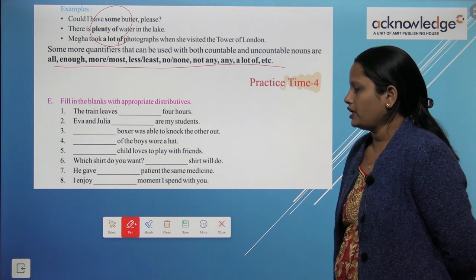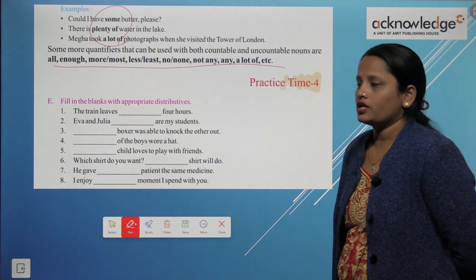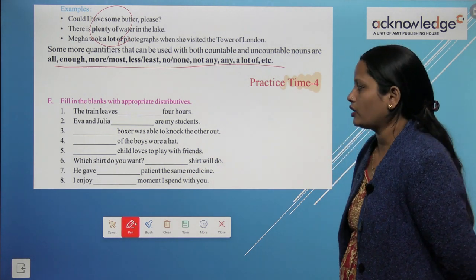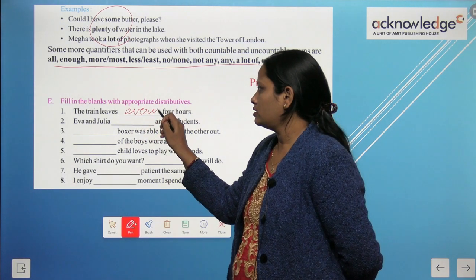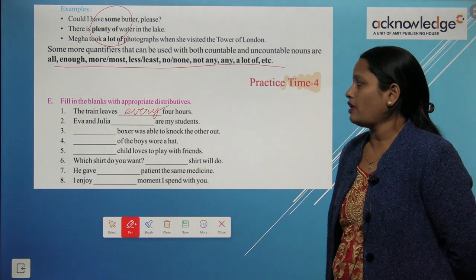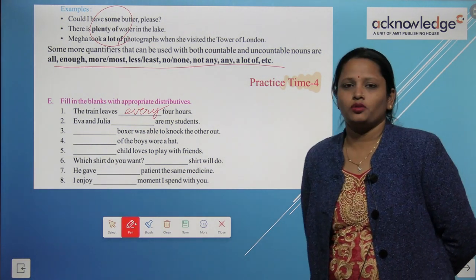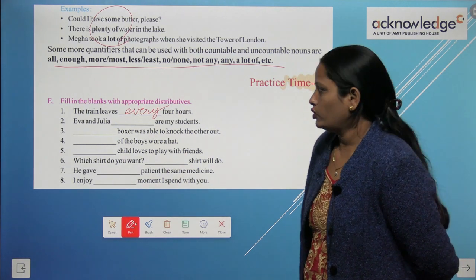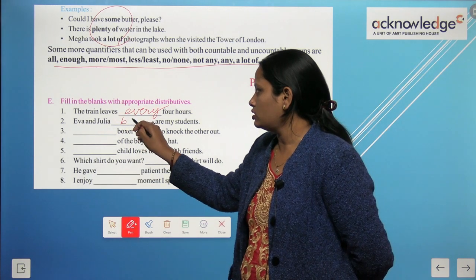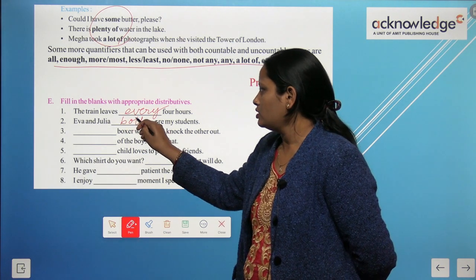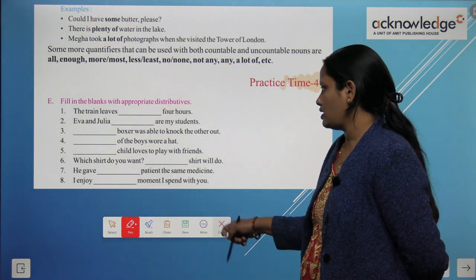distributives. The train leaves dash 4 hours. तो 4 घंटे में ट्रेन निकल रही है. So what we are going to write here? The train leaves every 4 hours. Next is Eva and Julia dash are my students. So यहाँ दो बच्चों की बात हो रही है, Eva and Julia. वो दोनों ही क्या है? मेरे स्टूडेंट्स हैं. So मैंने यहाँ पे लिखा both are my students. So like this children, you have to complete the rest of the exercise.